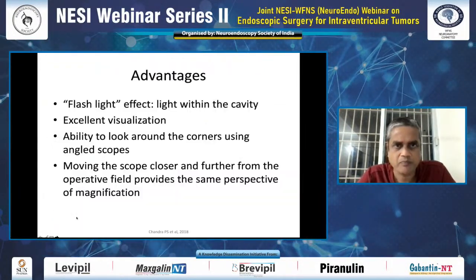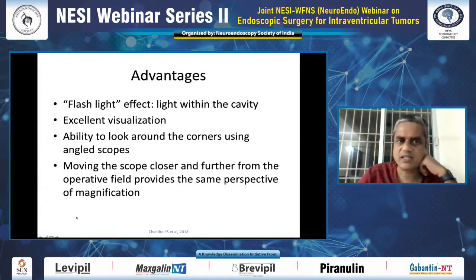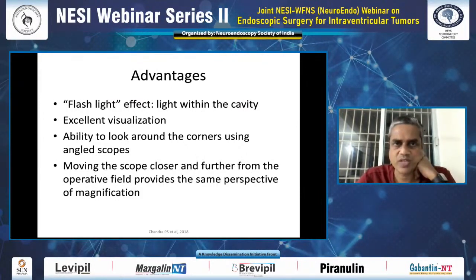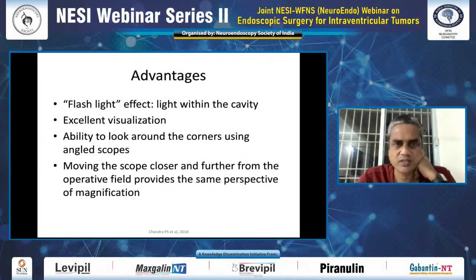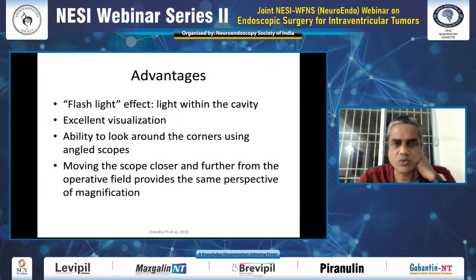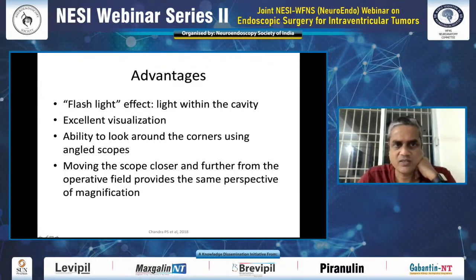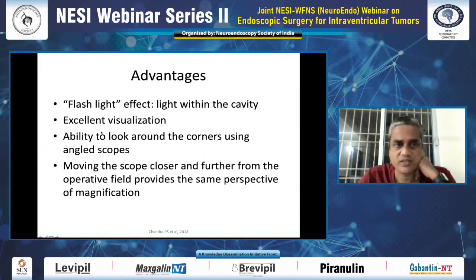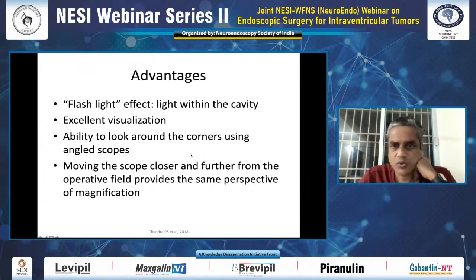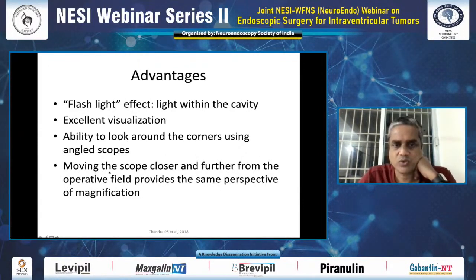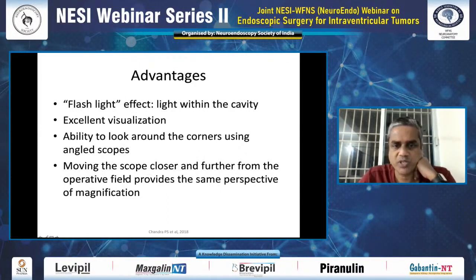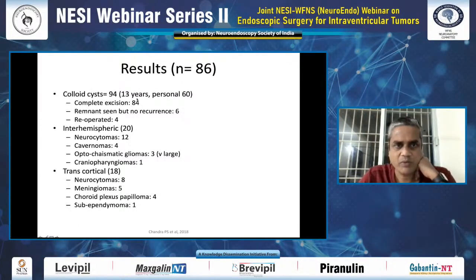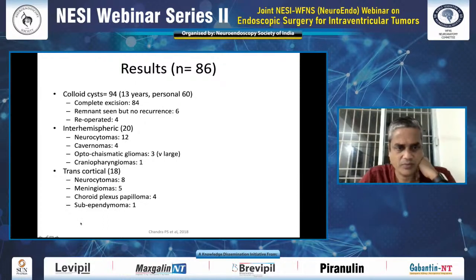That's a post-op scan. So the advantage of this technique, as I said, is that interhemispherically you use a mini craniotomy and dynamic retraction with suction and the bipolar. Whereas through the cortical route, you could use a syringe. And the advantage is you could use the endoscope as a flashlight. It provides light within the cavity. That visualization is excellent, with the ability to look around corners. You could move the scope closer and further away from the operative field and it provides the same perspective of magnification. And this has been my experience, about 86 cases.